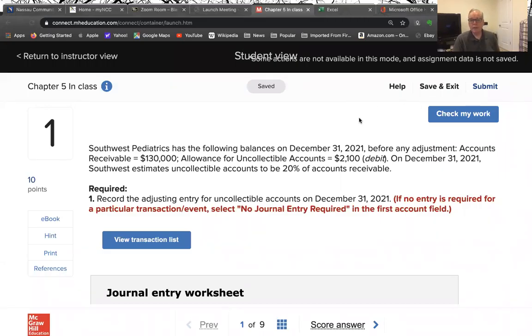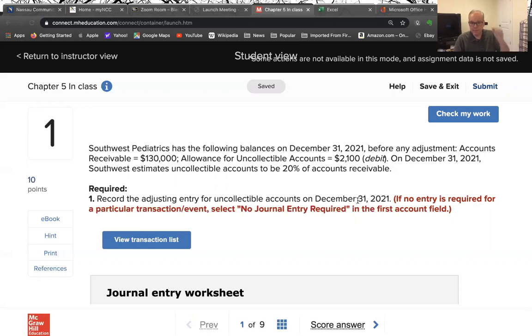Okay, so we're ready to start Chapter 5 homework. All right, and this first problem is exercise 9, which is on page 265 in your book. And let's look at the requirements. Let's see what they want us to do. The first one, record the adjusting entry for uncollectible accounts on December 31st.